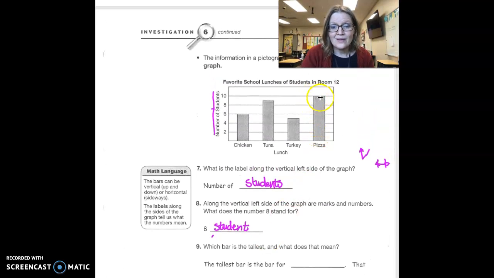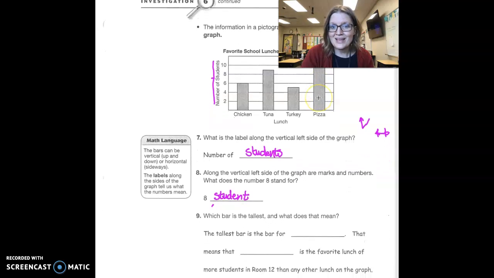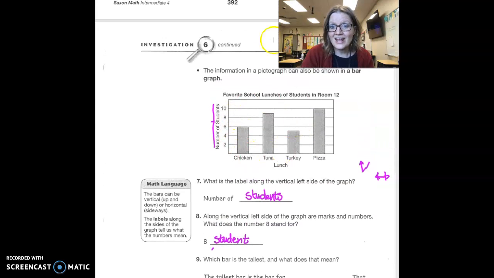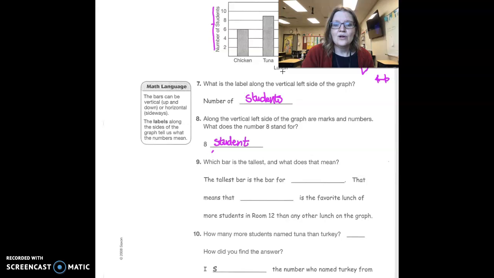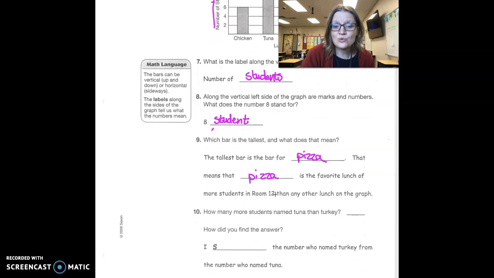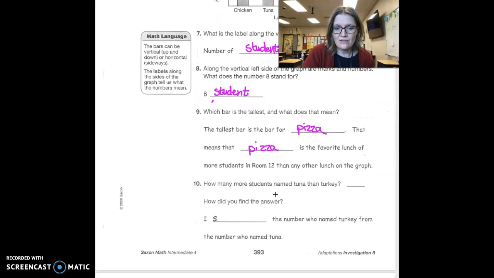Which bar is the tallest and what does it mean? Well, obviously, pizza is the most popular because 10 students picked pizza, more than any other. So the tallest bar is for pizza. That means that pizza is the favorite lunch of more students in room 12 than the other lunches on the graph.